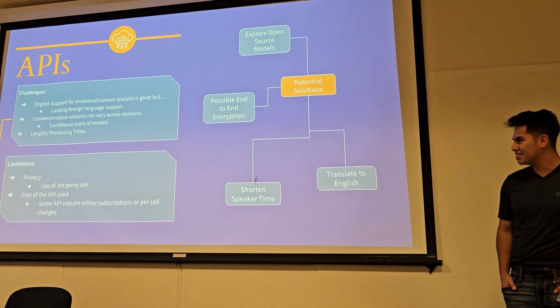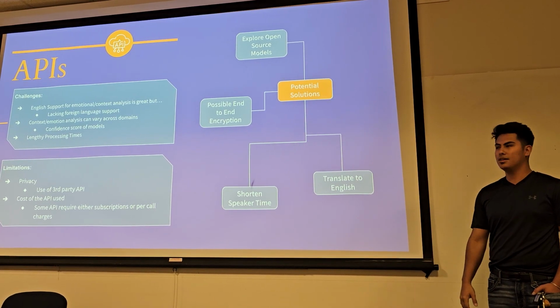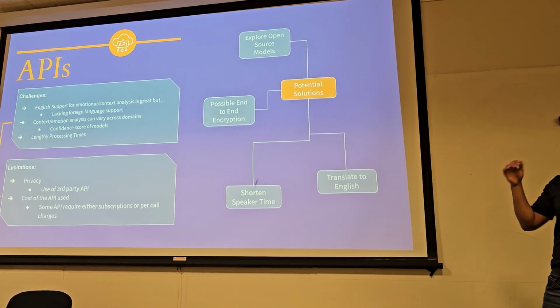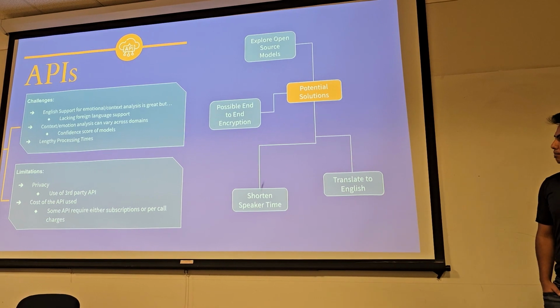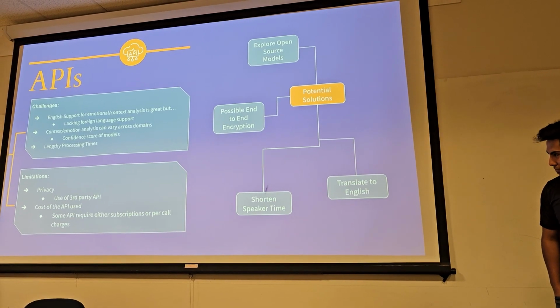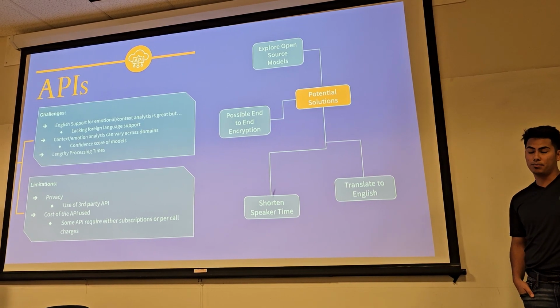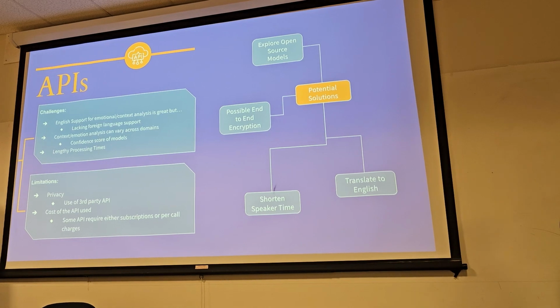Our main concern is privacy as well, but I mean, we're using cloud APIs, so where's the privacy there? But anyways, end-to-end encryption is a possible solution. It'll just make the networking team very mad at us, but you know. And also the cost of the APIs. That's another limitation that we have. And our possible solution is the open source models and hosting them on our own servers.